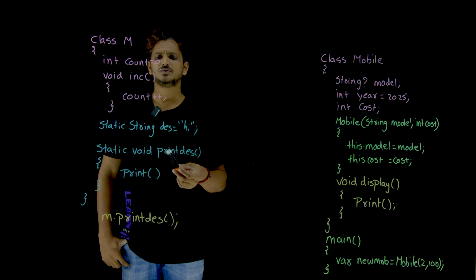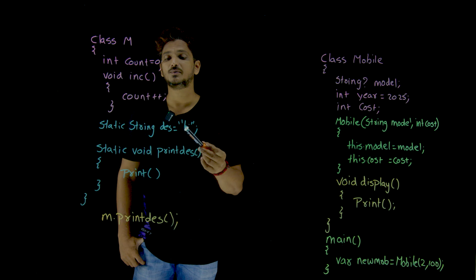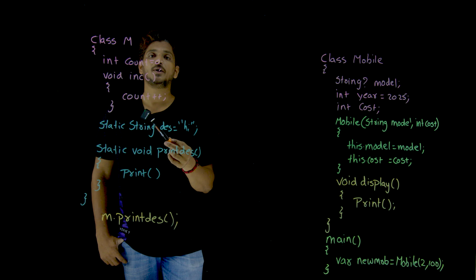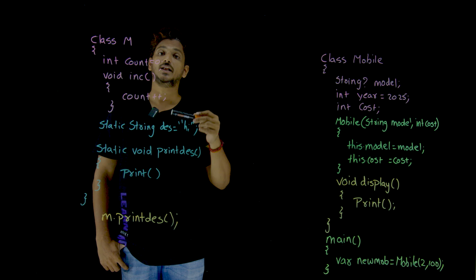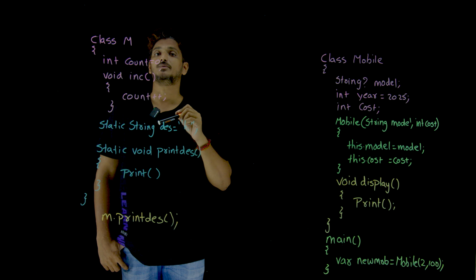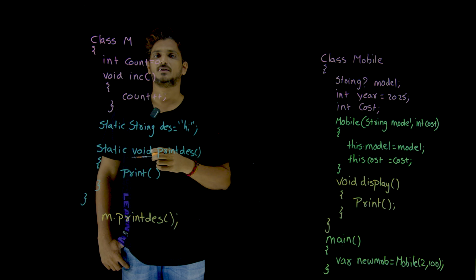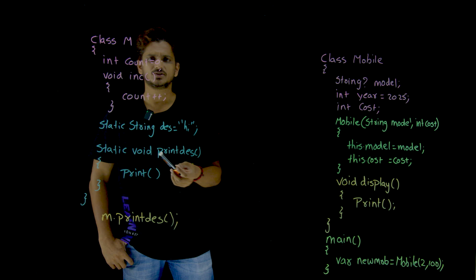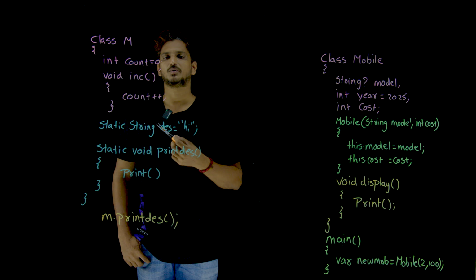So this is one important point you need to understand about static methods and static variables. A static variable is common to all the objects, meaning it is global to all the objects. Any object can access the static variable. This is very important to understand. So this is all about static, static variables and static methods in dot programming.